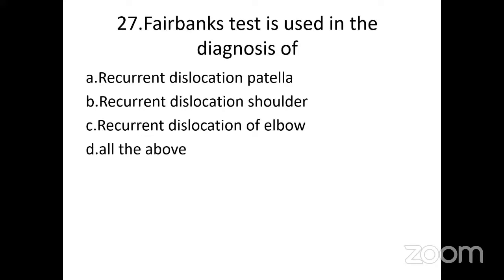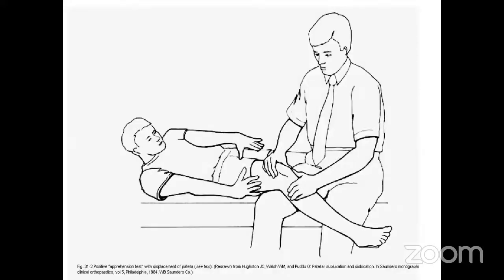Then Fairbanks test is used in the diagnosis of recurrent dislocation of patella. You ask the patient to keep the knee at 30 degrees and you try to push the patella laterally, and the patient will actually resist your test because of apprehension. The patient will think that you are going to dislocate the patella and will try to resist. You can see the patient's face; the patient will be having severe pain, and that's called the apprehension test or Fairbanks test.